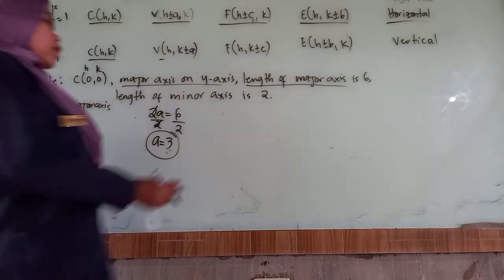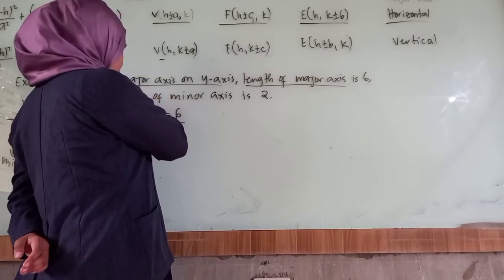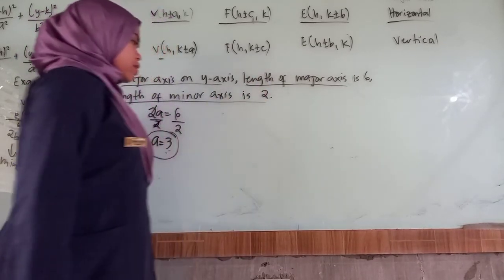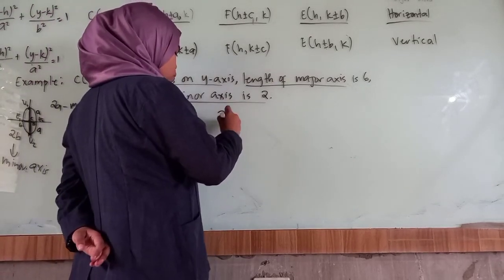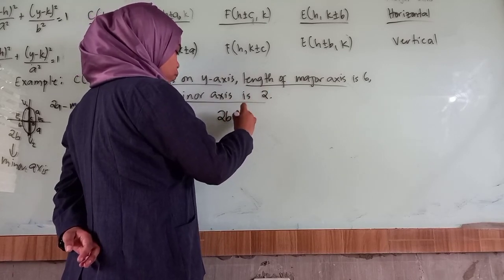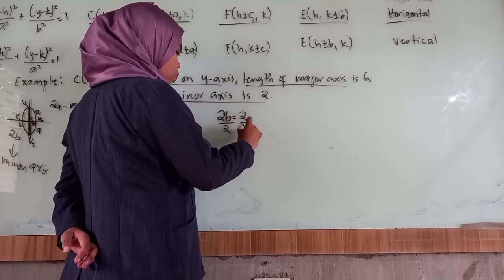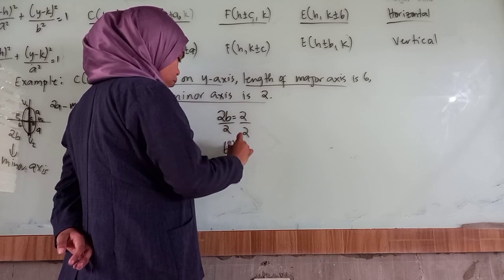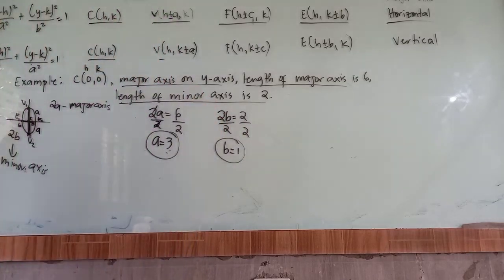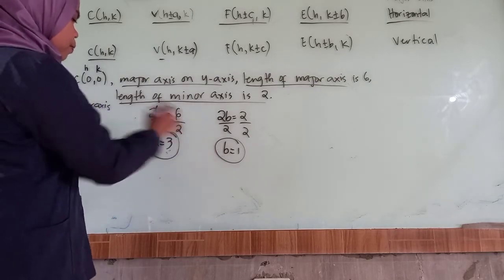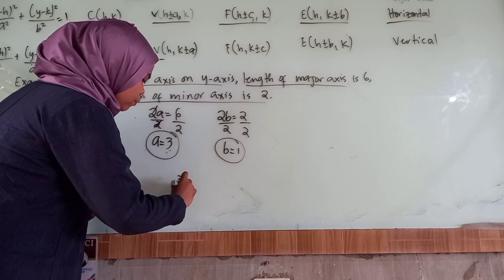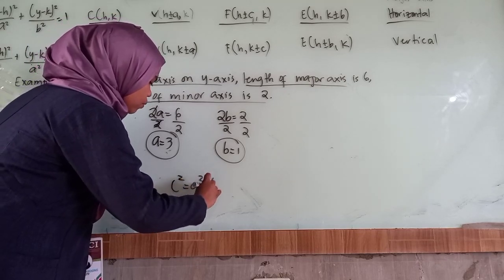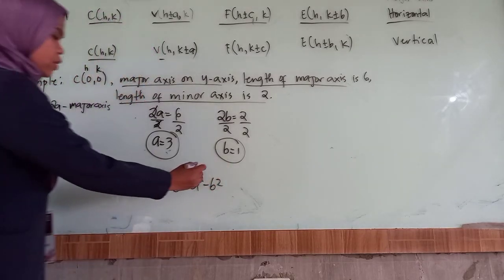Next. Ano yung given? Length of minor axis is 2. Tapos, ang sinabi ko, ang length ng minor axis is given by 2B. So, 2B equal yan kay 2. Dividing both sides by 2, we have B is equal to 1. Okay? So, meron na tayong A at saka B. So, ma'am, paano kukunin yung C? So, gagamitin nyo lang yung formula na C squared is equal to A squared plus B squared.